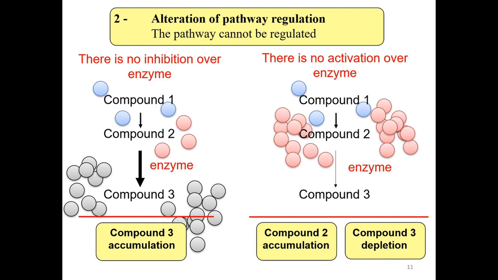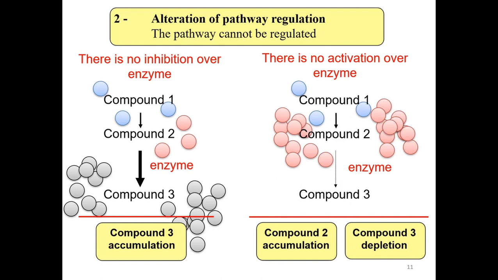So then we have the second group of disorders where the problem is not in the function of the enzyme, but in the regulation of the metabolic pathway. So the pathway is not regulated. So it's not correctly integrated into the metabolism of the body. So for example, if you look at the left-hand side of the slide, in this situation, there's no inhibition over the enzymes in the pathway. So the pathway is always on. And this means we have an accumulation, for example, of compound 3, and compound 3 could be toxic.